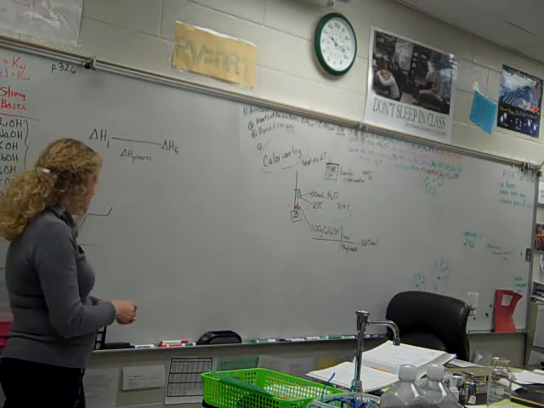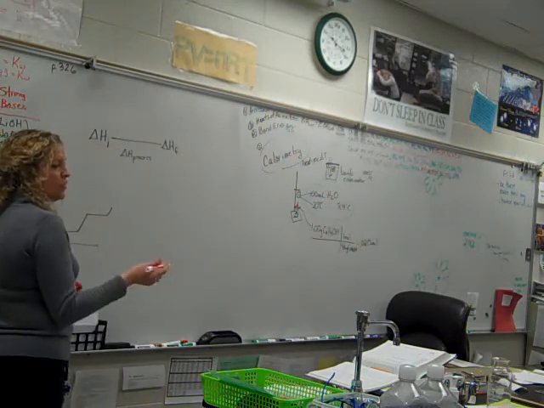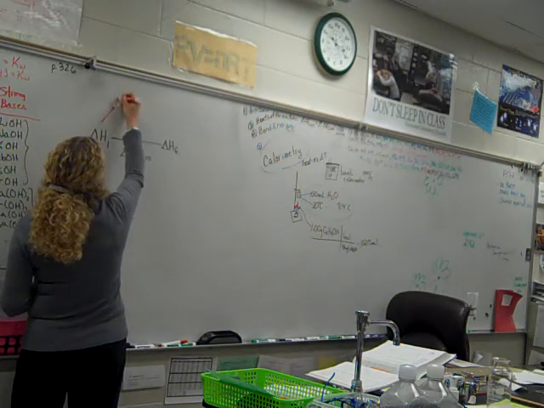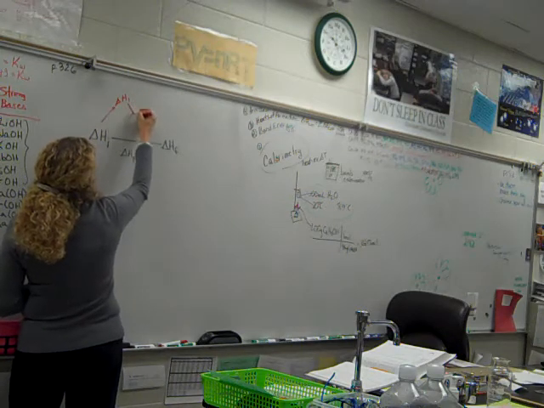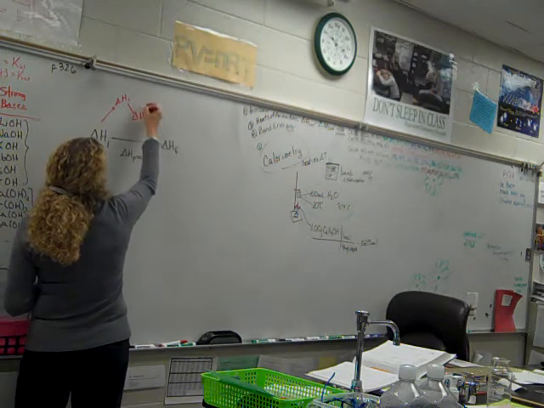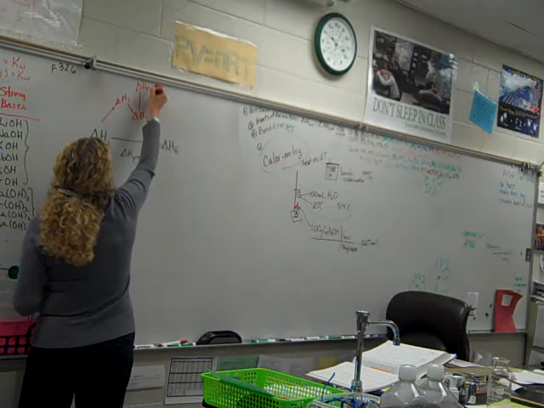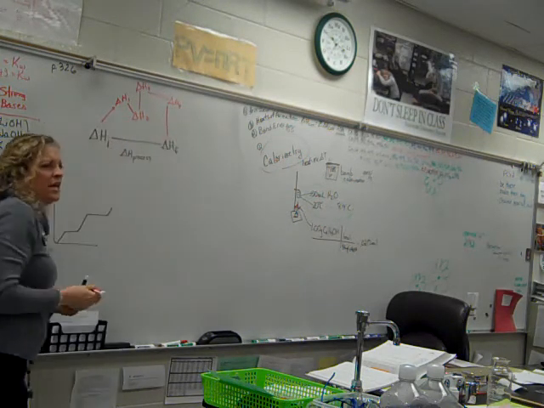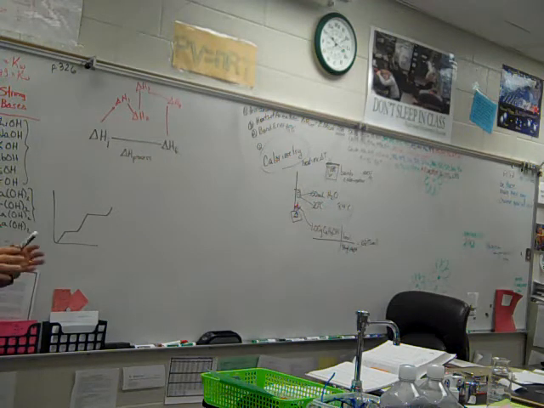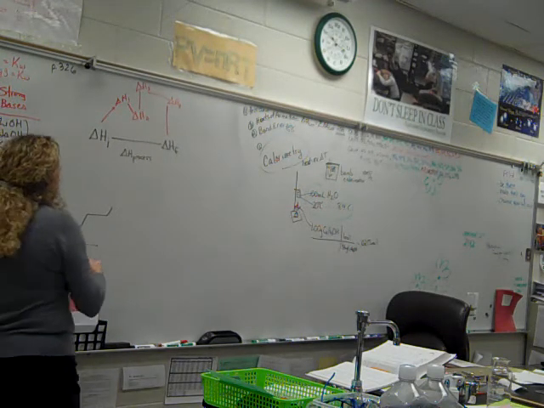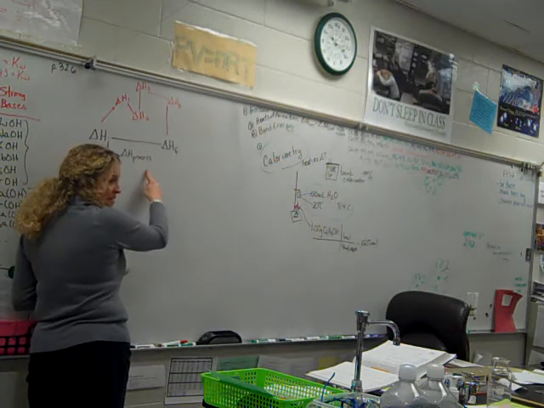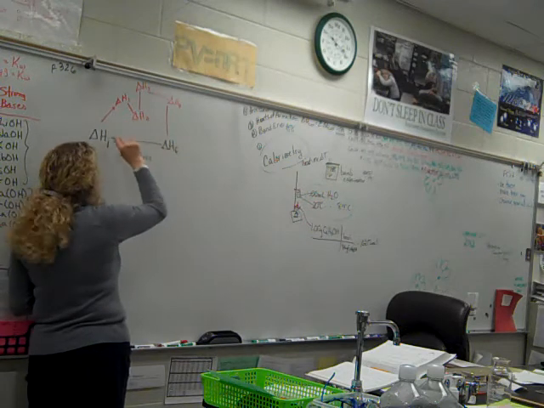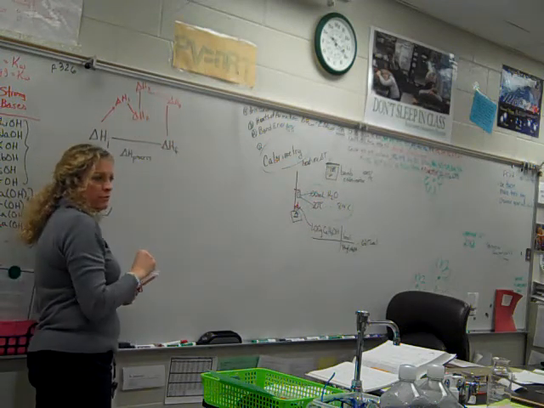But here's the cool thing. We could also start from our initial position and go to another position. Let's call this delta H1. Then we could go to delta H2. We could go up to delta H3. Then over to delta H4. And then maybe down to delta HF. In the end, the delta H of your process will be the same, no matter if you go there directly or if you go an indirect route.